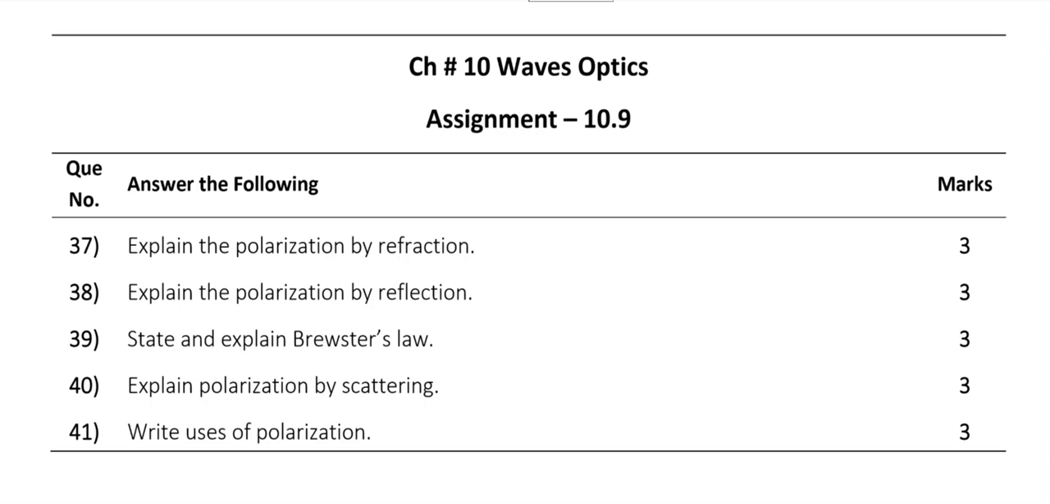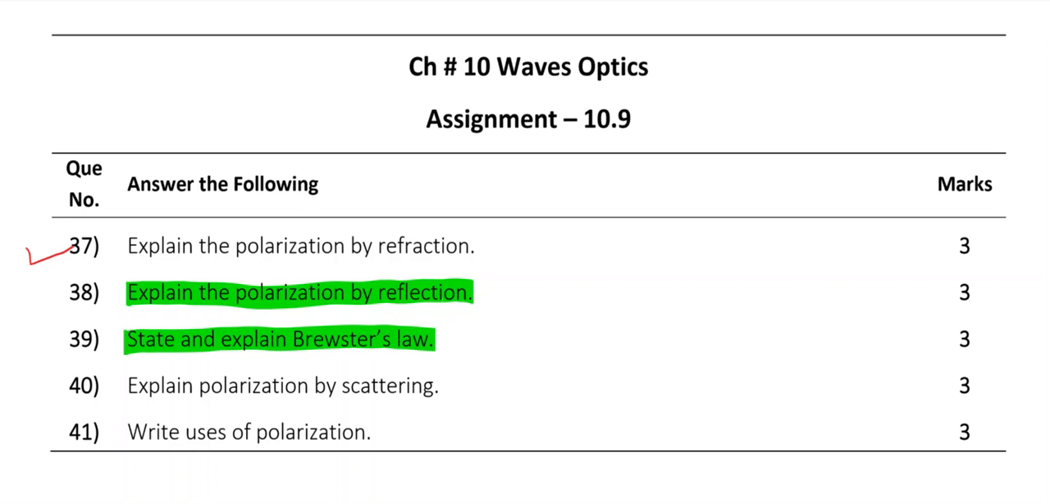Hello students, this is the second video of assignment 10.9, the last theory assignment of this chapter. In the last video, we saw how to achieve polarization by the refraction method. In this video, we'll see that polarized light can also be produced by reflection of light, and we'll also discuss Brewster's law, which talks about this phenomenon, polarization by reflection. So let us start.